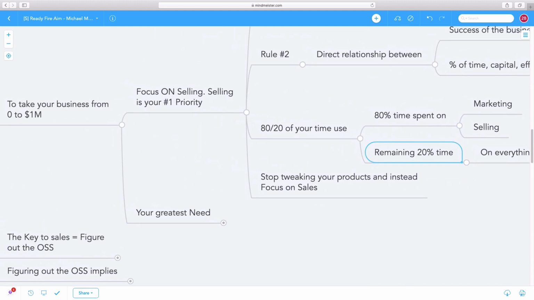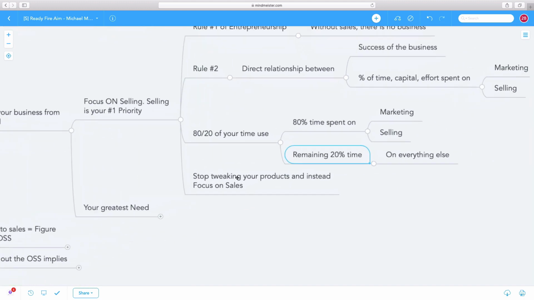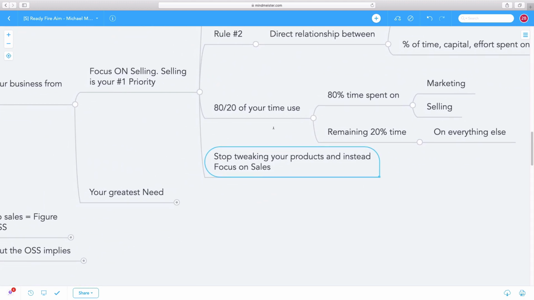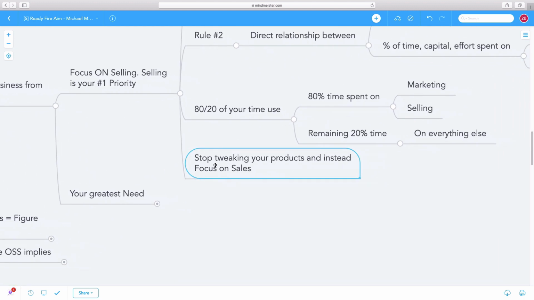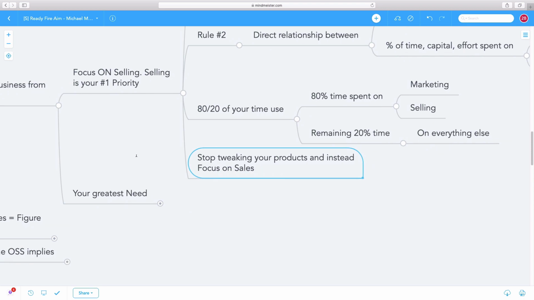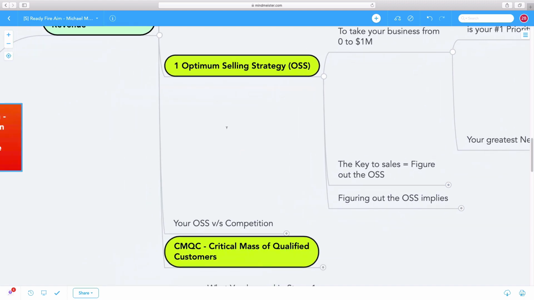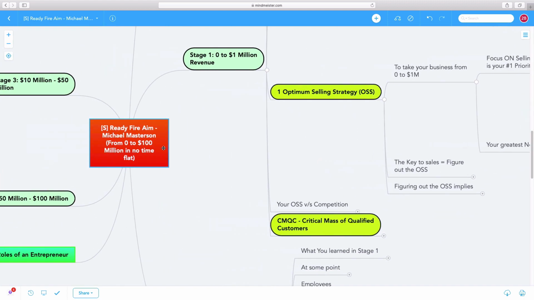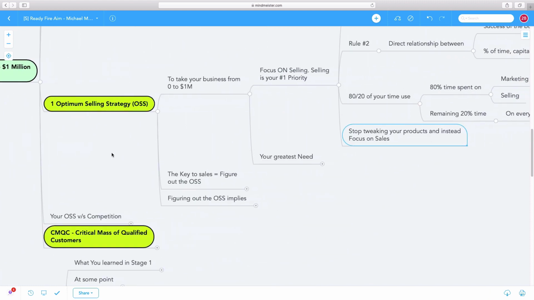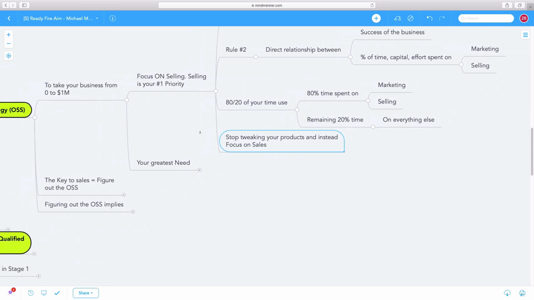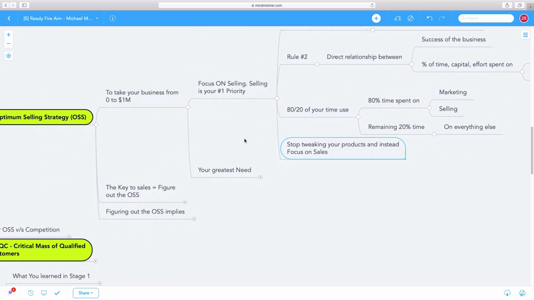A lot of entrepreneurs in the early stages get stuck in the idea of perfecting their product, perfecting their service, and they keep waiting to launch. But the key is to stop tweaking your products, stop making them perfect, and instead just focus on sales. As the title of this book suggests, Ready, Fire, Aim. The whole idea is first you just go ahead and fire and then you try to improve your aim. You ready yourself, you fire, and then you aim. So don't wait to tweak your product and make it better and better. Just focus on your sales instead.